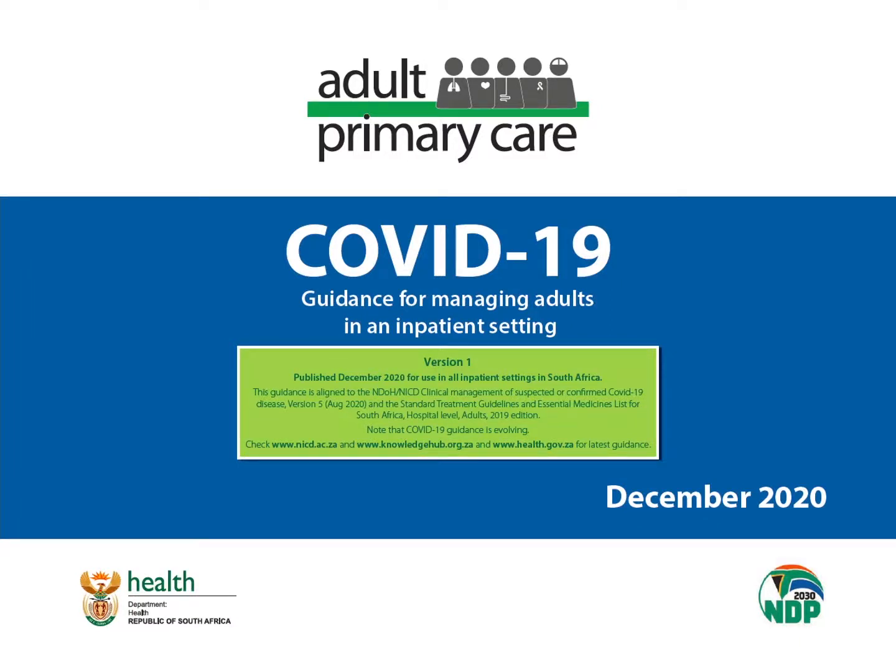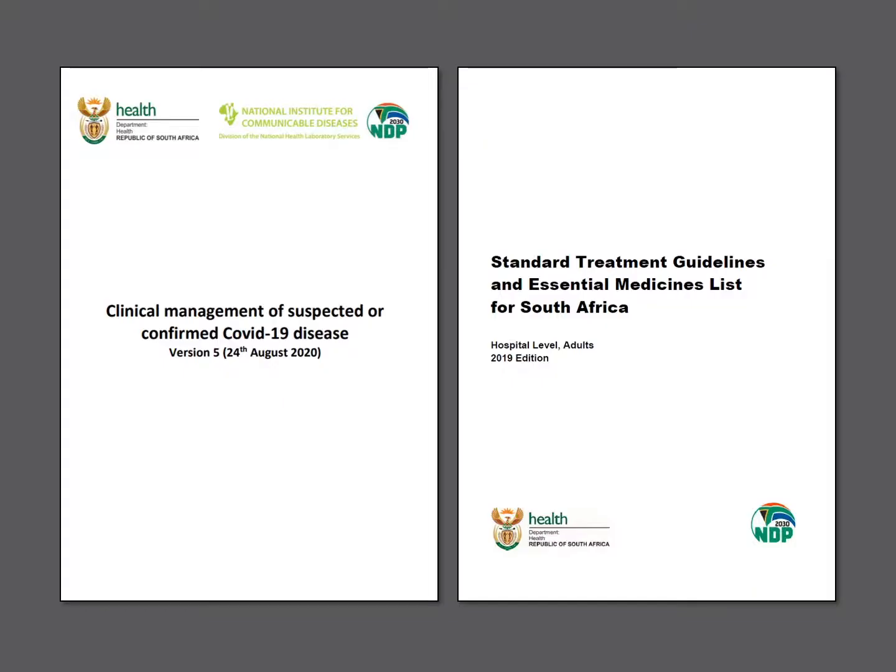Welcome to the Adult Primary Care COVID-19 Guidance for managing adults with COVID-19 in an inpatient setting. This is the first version of this guidance and aligns with version 5 of the National Department of Health and NICD guideline for clinical management of suspected or confirmed COVID-19 disease, as well as the latest 2019 hospital-level standard treatment guidelines and essential medicines list for South Africa.